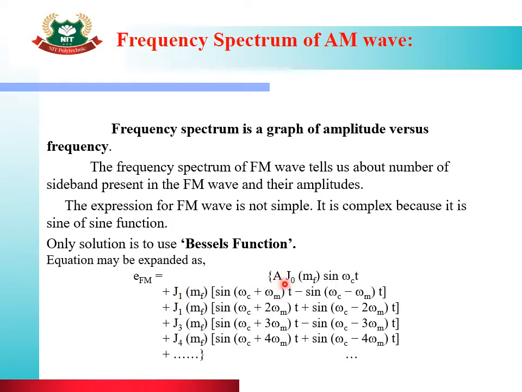I will split up this formula using the amplitude, that is A into J0 (mf) sin omega_c t plus J1 (mf) [sin (omega_c plus omega_m) t minus sin (omega_c minus omega_m) t]. This is the upper sideband and this is the lower sideband, but the frequency is varied from 0 level to the n-th number, that's why it is considered as J1, J2, J3, J4, up to Jn.